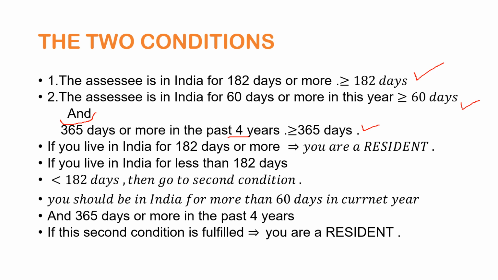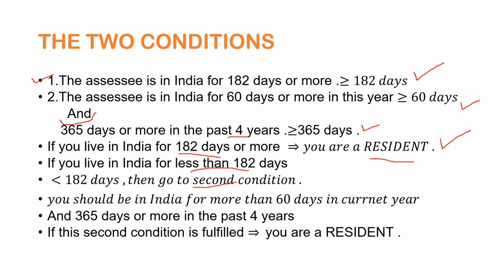Now, we will be picking them one by one. When I talk about the first statement, you live in India for 182 days or more, you become a resident. Very good. No need to go to the second condition if your first condition is fulfilled. You automatically become a resident. But if you live in India for less than 182 days in the relevant previous year, then you have to go to the second condition.